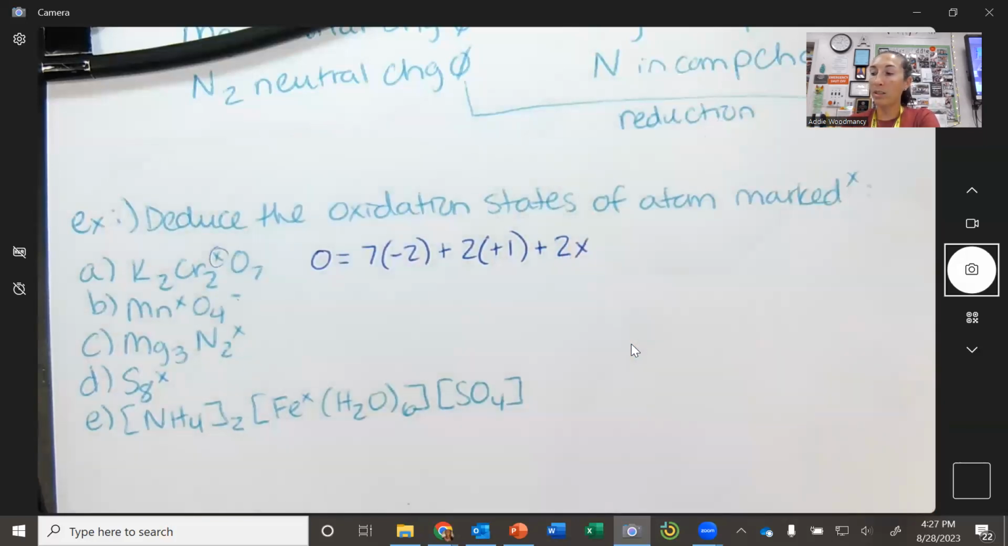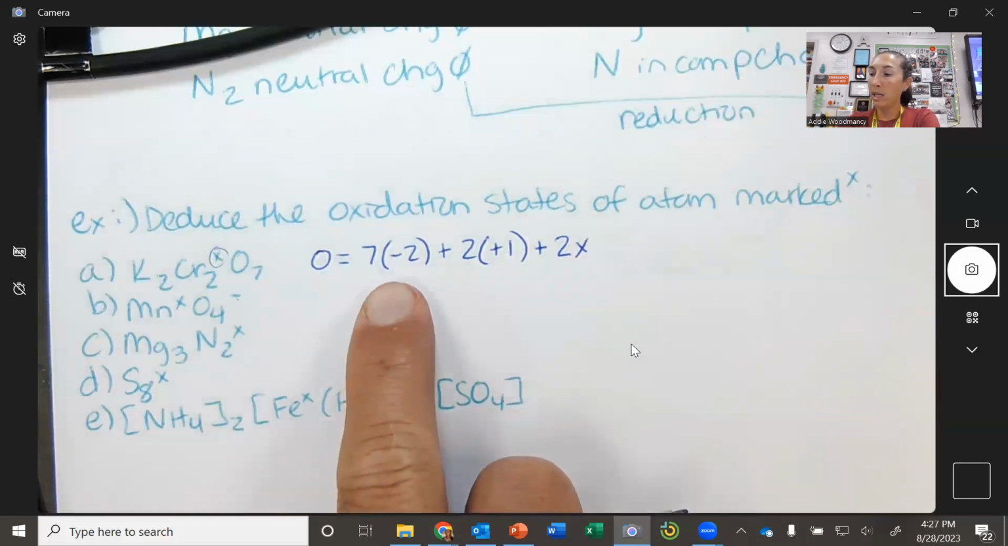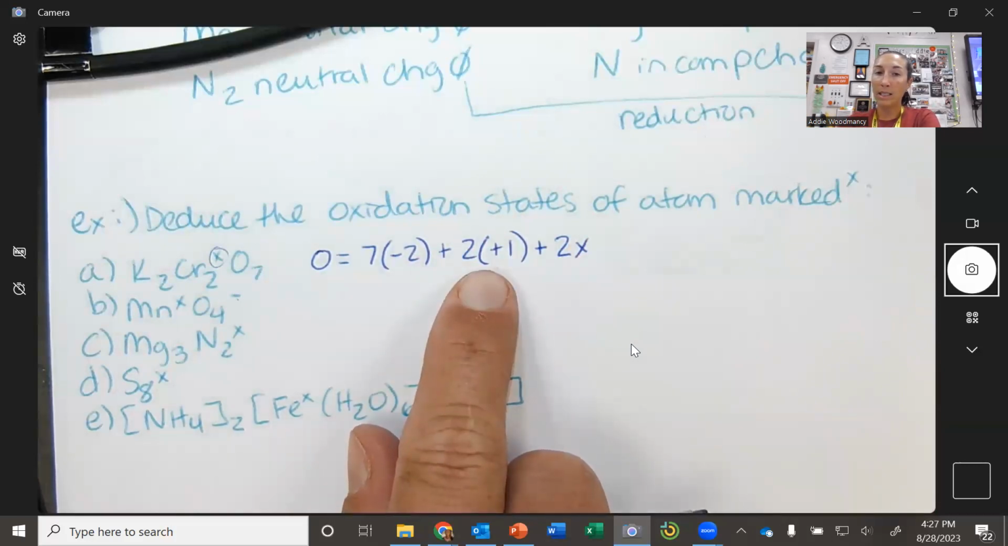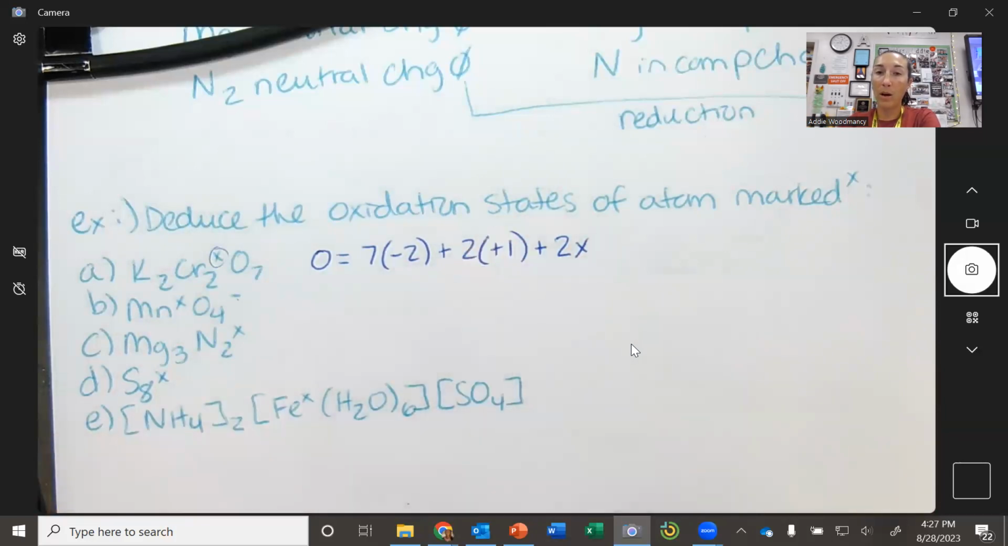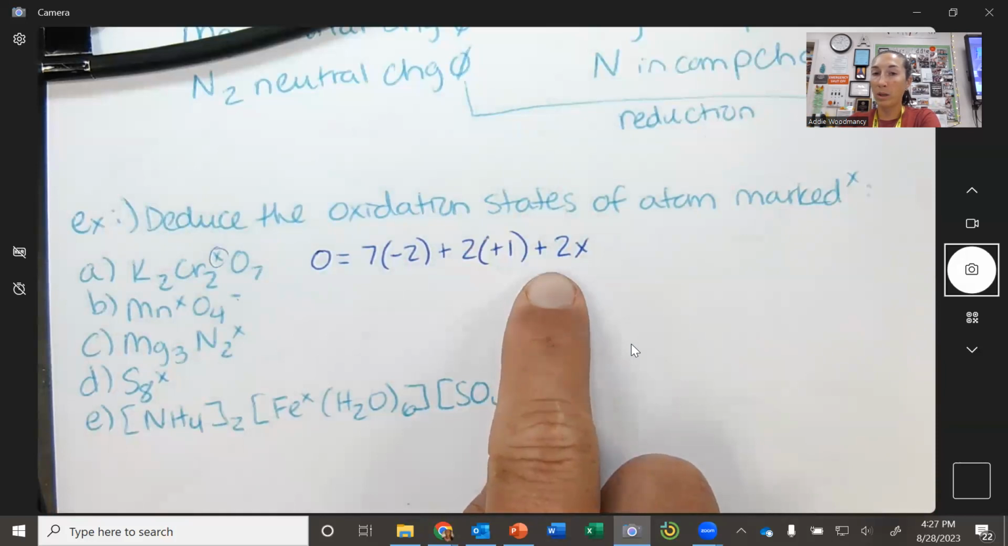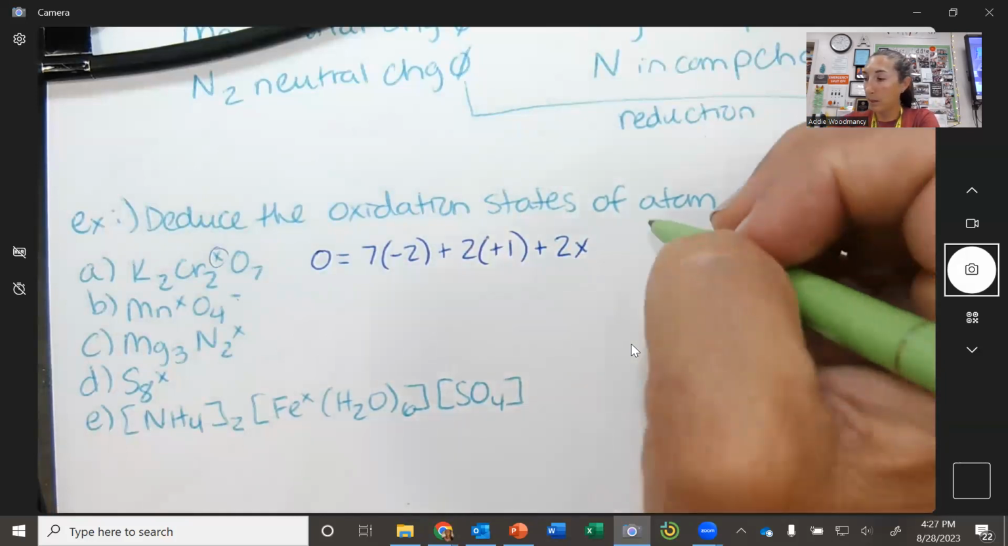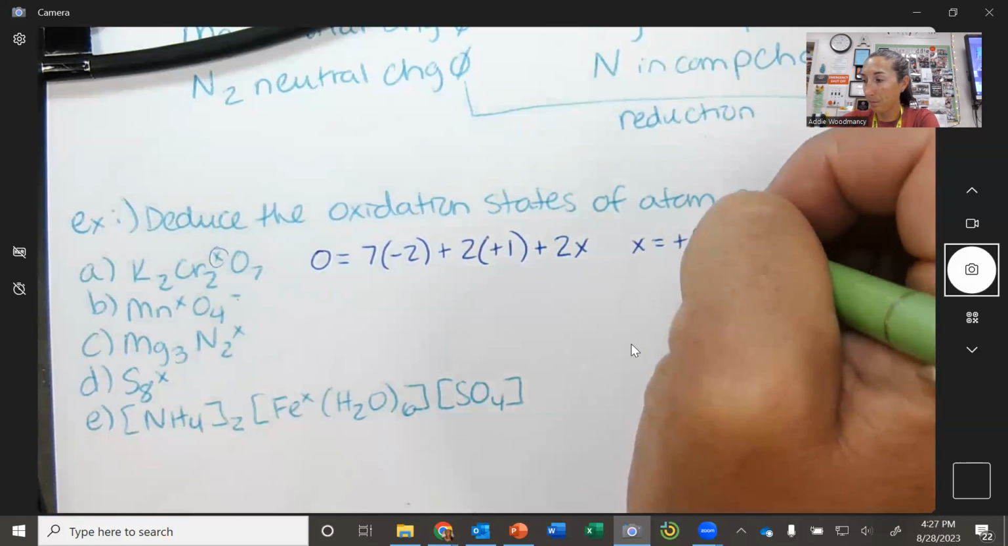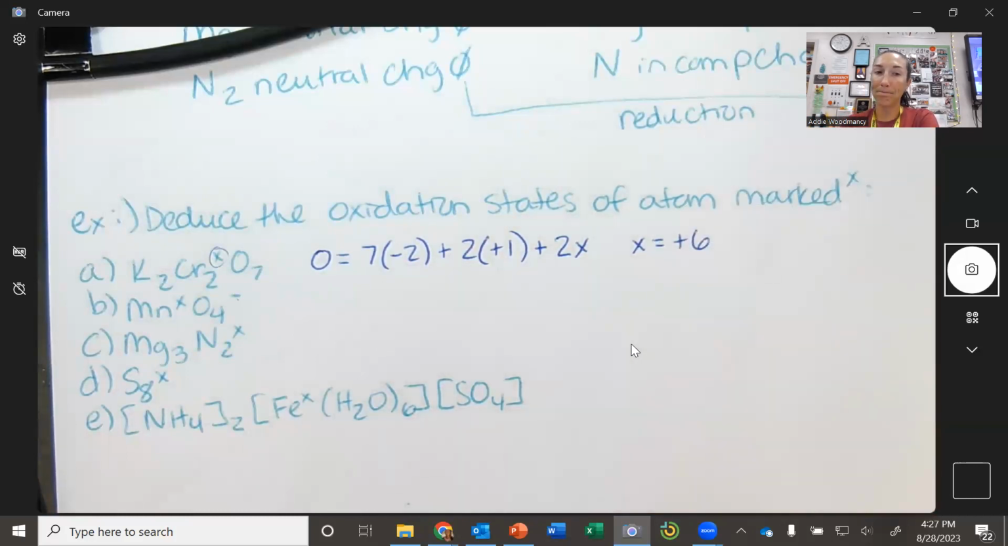So now we just combine everything, move it to the other side, and solve for X. So this is negative 14 plus 2, that's negative 12. Move it to the other side, that's going to be 12 divided by 2. So that means chromium must be plus 6 as an oxidation state.